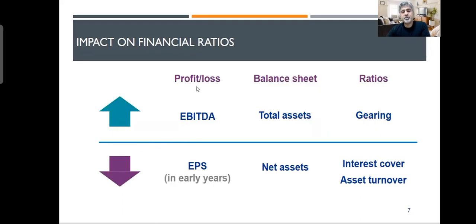Impact on financial ratios: in the profit and loss, EBITDA may go up; in the balance sheet, total assets will go up; the gearing ratio will go up because you have more liabilities. Your EPS in early years, because it is front loaded, so you have more expense there, will go down. Net assets will go down because you will recognize the liabilities, and interest cover and asset turnover ratios will go down. These are the ratios which are really very important to understand the financial position of an entity, and these ratios were distorted in the past. I'm telling you about the impact on financial ratios.